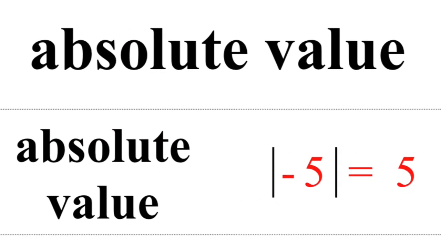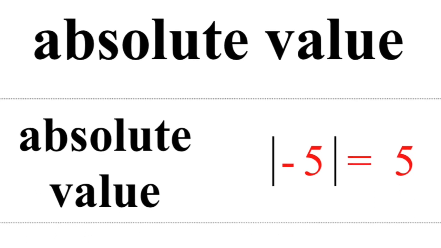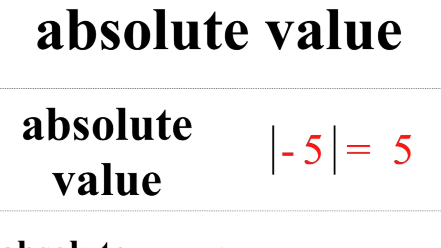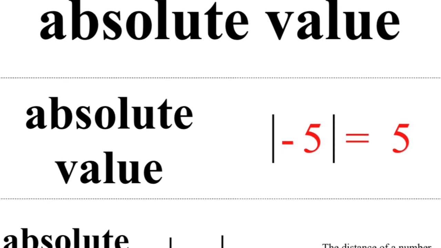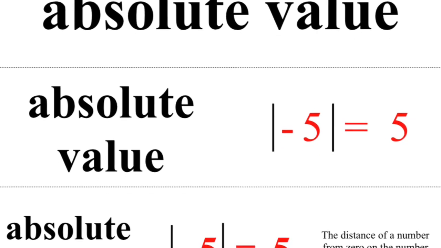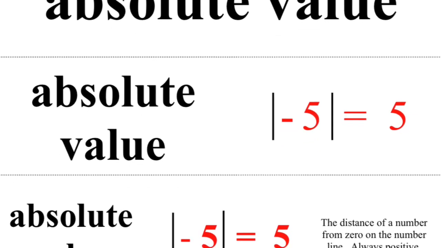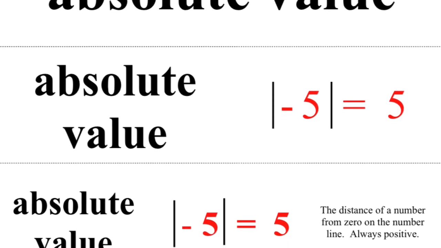Absolute value means the distance a number is from 0 on the number line. Basically, if you're taking the absolute value of a number, it becomes positive. So the absolute value of a negative number becomes positive, and the absolute value of a positive stays positive.